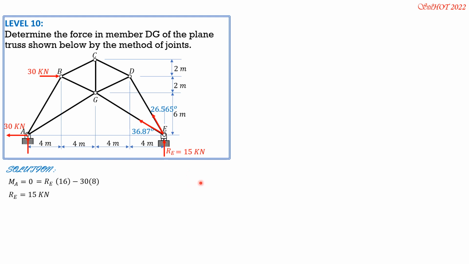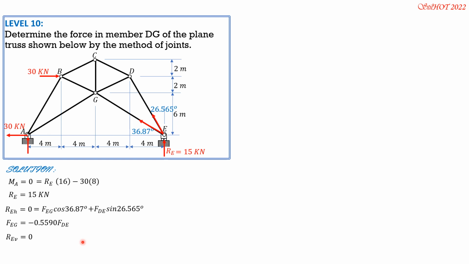So first, summation of horizontal forces at E equals 0, leftward positive because there's no rightward. Let's make leftward positive. Let's begin with FEG cosine of 36.87. Then plus, because this is also leftward, FDE sine of 26.565 degrees. So expressing FEG in terms of FDE, because we need FDE because we proceed to joint D later. So FEG is negative sine of 26.565 over cosine 36.87. So FEG is negative 0.5590 of FDE.